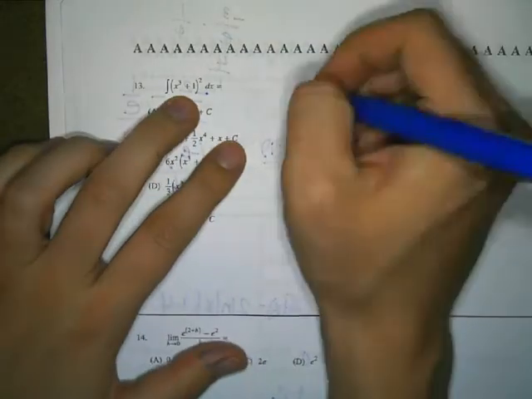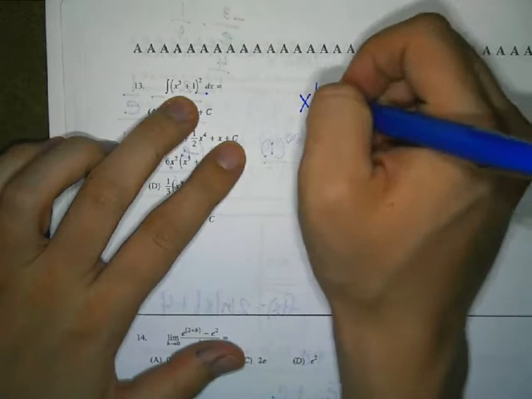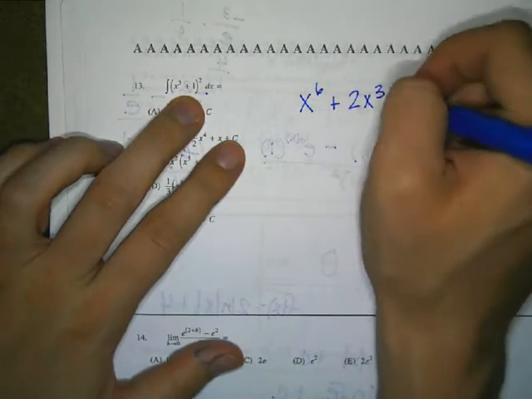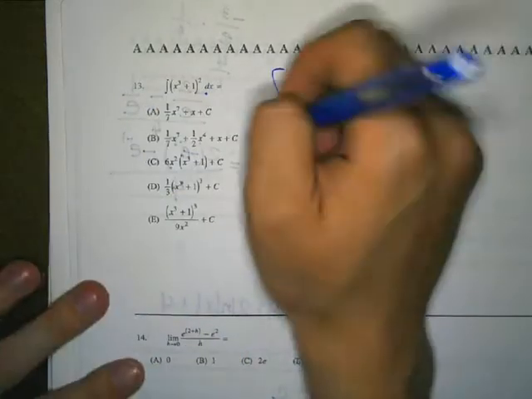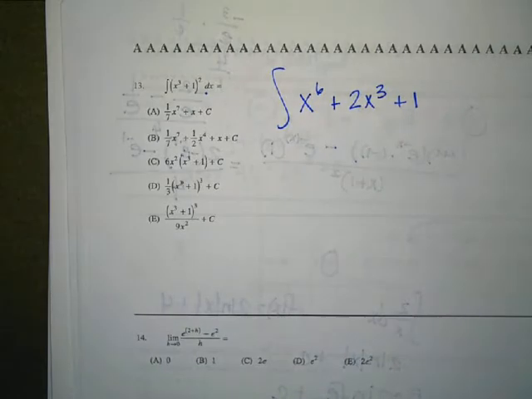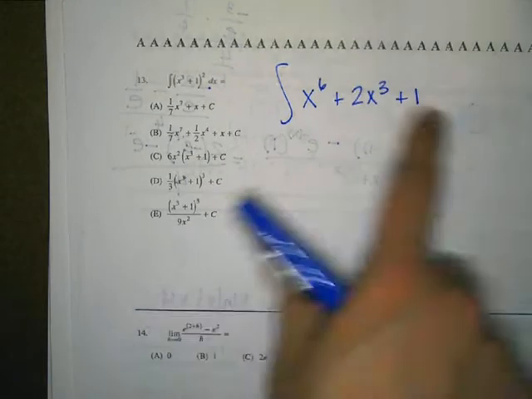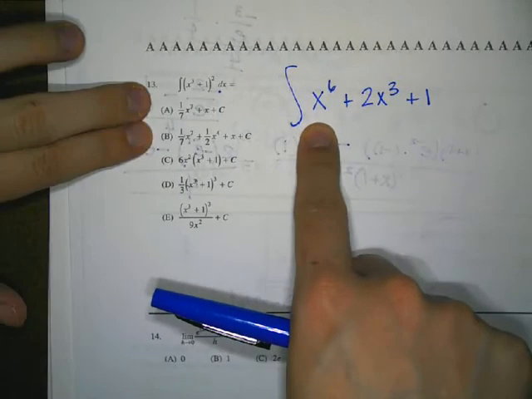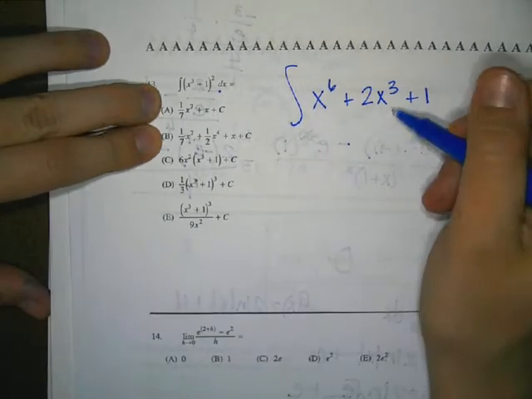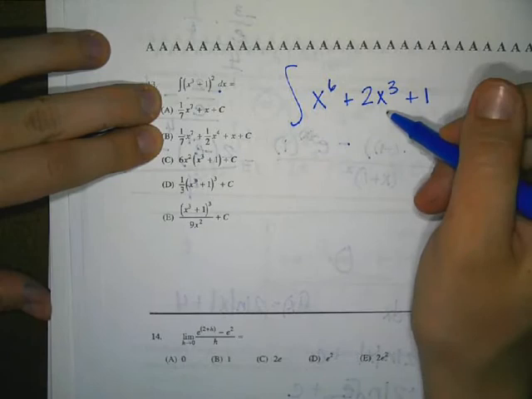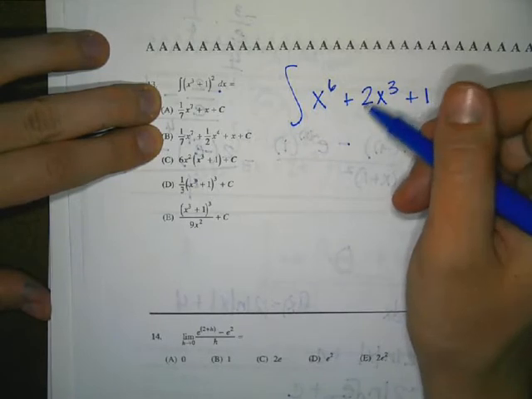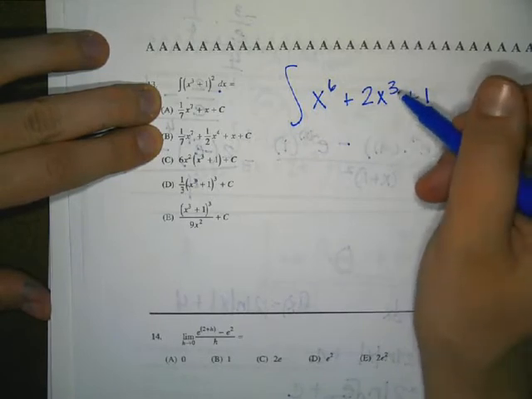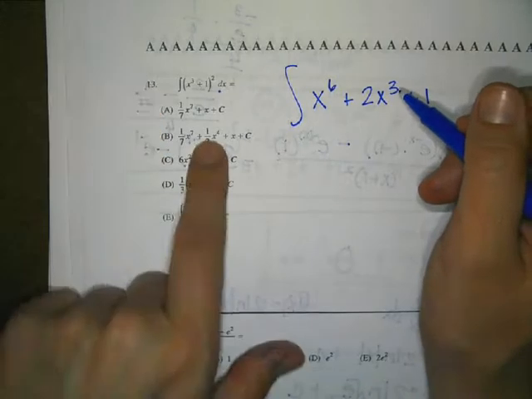If you FOIL, you get x to the 6th plus 2x cubed plus 1. And then we can integrate that fairly easily. And remember, with these problems, you don't have to show your work here. So if you know I can integrate this, I know this is going to be 1/7 x to the 7th, so that's one of these two options. And then what would I get here? 1/2 x to the 4th. So that automatically gives me this one, so I can circle it.